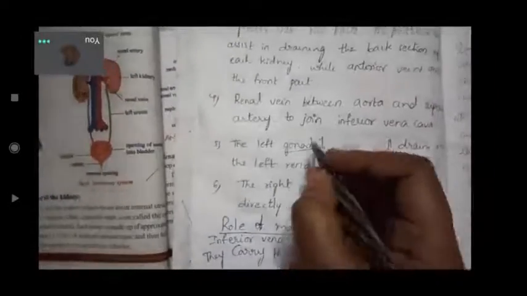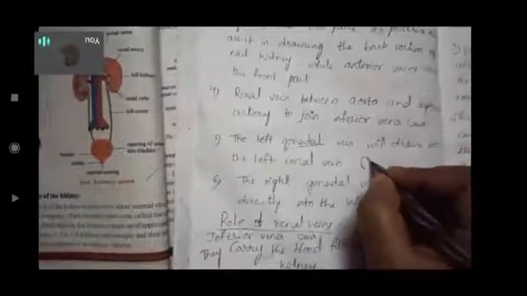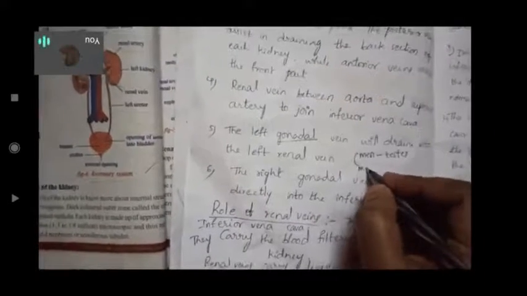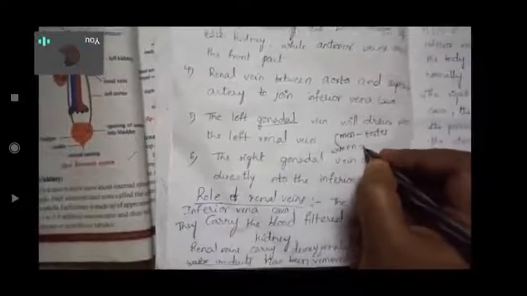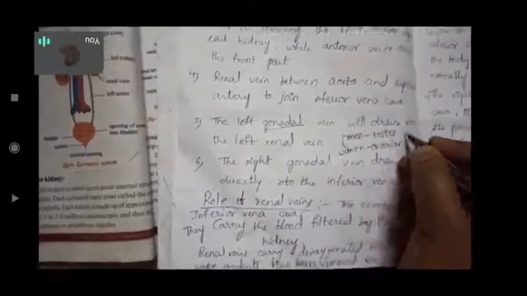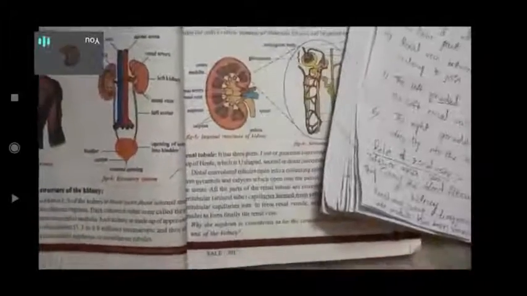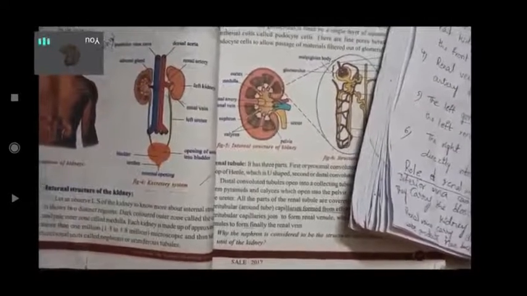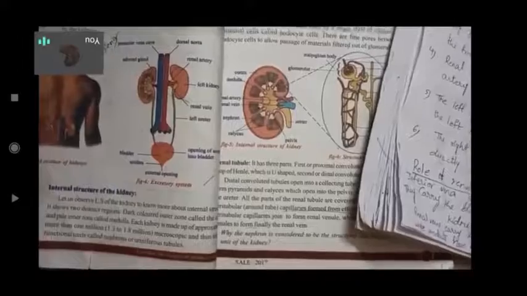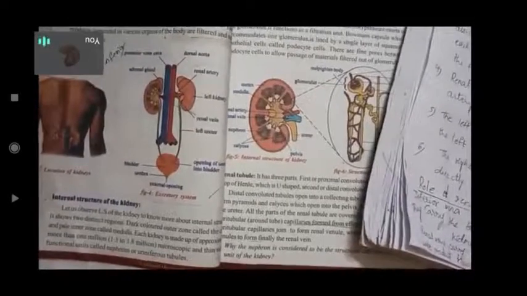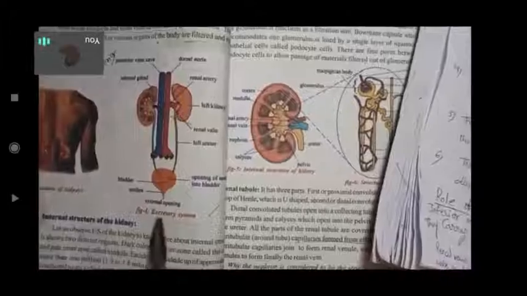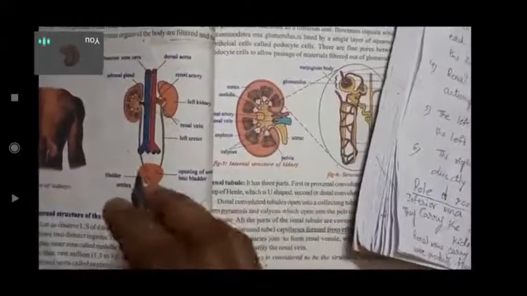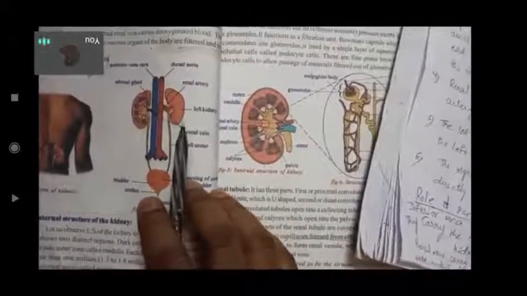These veins are about the testes in men and the ovaries in women. So these are the veins which are connected to the kidneys again. The left gonadal vein drains into the left renal vein, and the right gonadal vein drains directly into the inferior vena cava. That means the left parts, related to the testes and ovaries in men and women, are connected to the renal vein first.